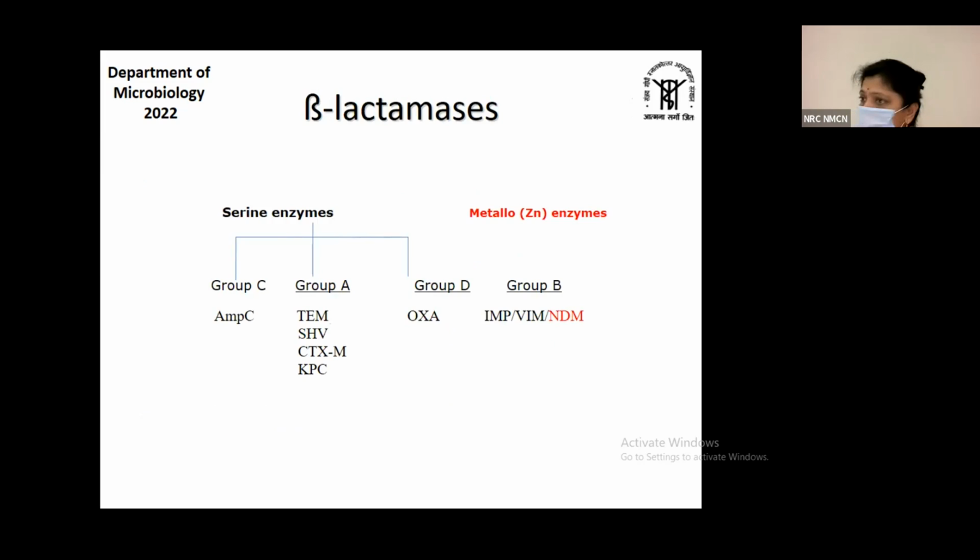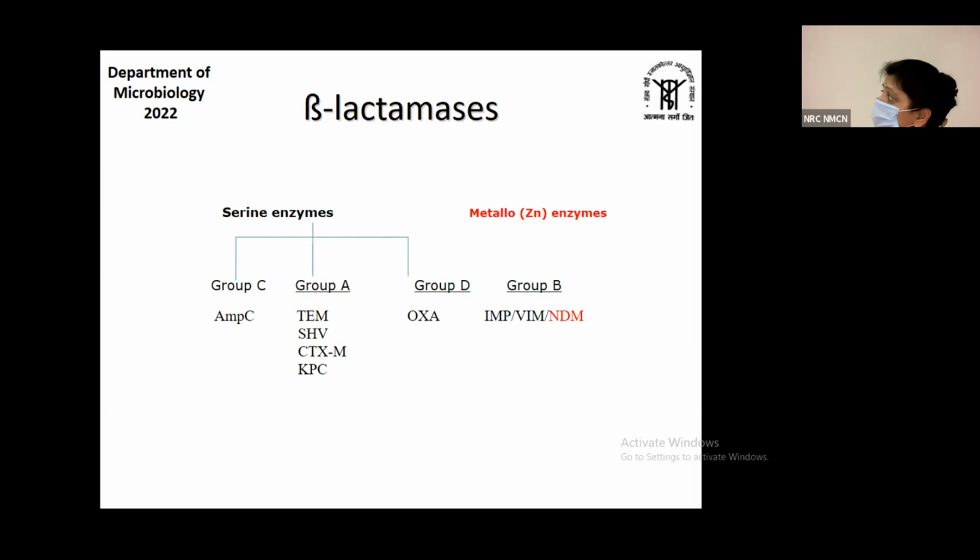I'll not go into the details of that. This was AMP-C, which I mentioned. If it is susceptible to cefoxitin, it means it is not an AMP-C producer. The group A enzymes are the conventional ESBLs, TEM, SHV, CTX-M, and KPC, Klebsiella pneumoniae carbapenemase specifically. Then group D is the OXA, which is not so prevalent in India, and group B are the metallo or zinc moiety containing enzymes, which are specially produced by Klebsiella and E. coli in any hospital setting, even Pseudomonas and Acinetobacter, the 4 most common gram-negative pathogens that we encounter, right?